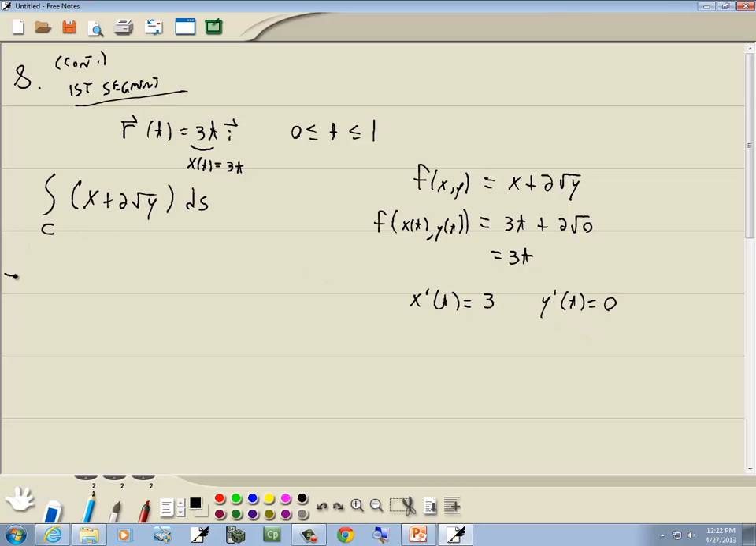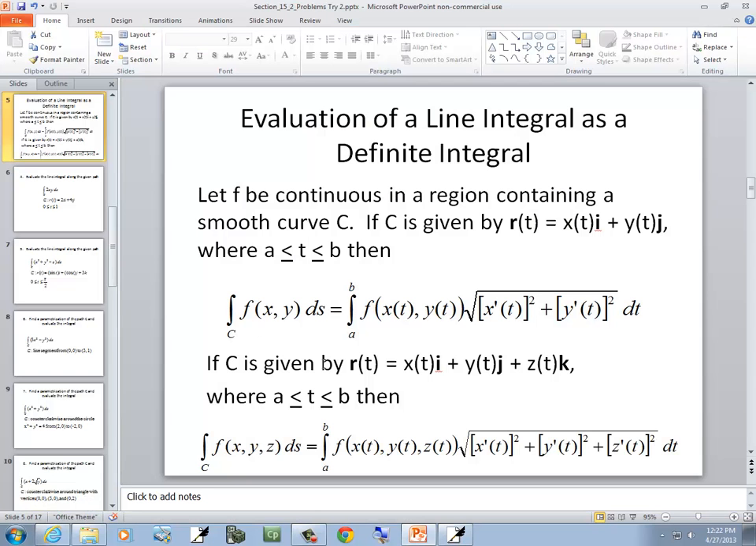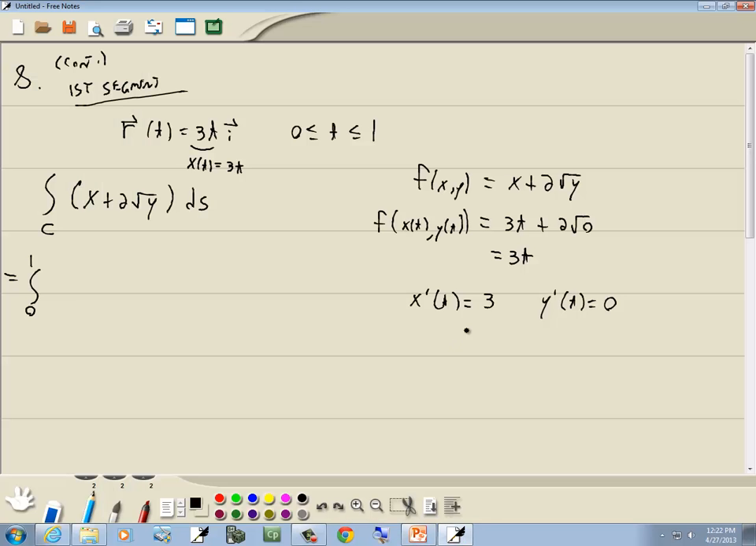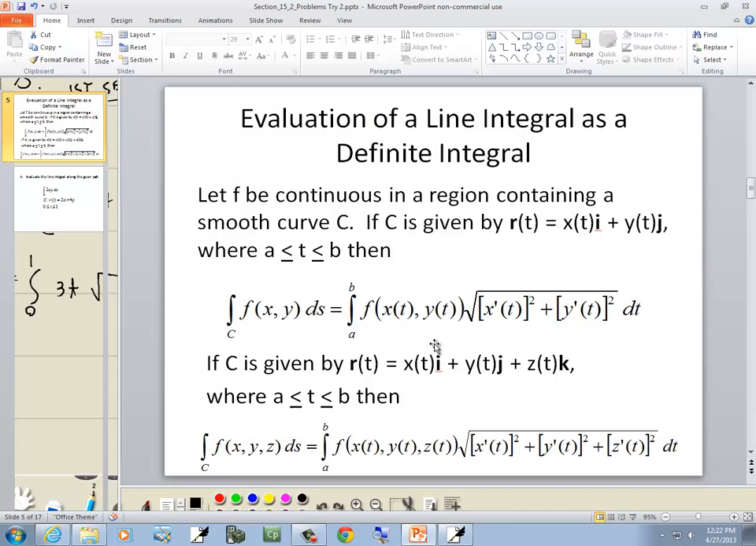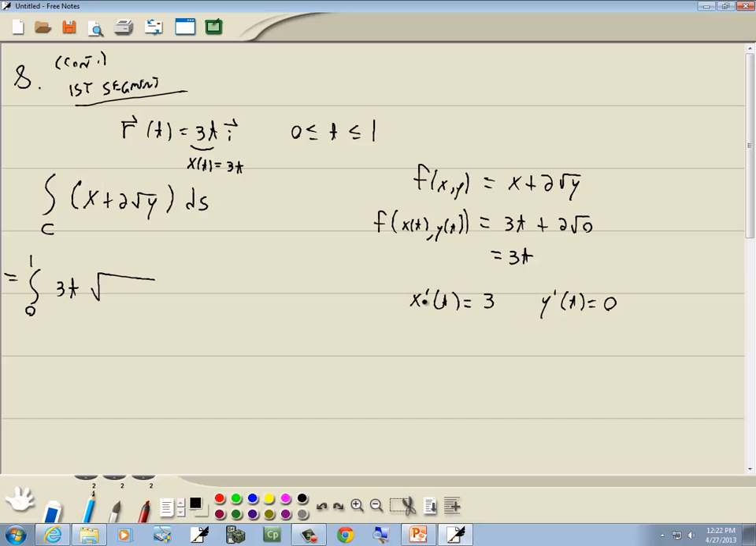So now we're ready to do our setup. This is going to go from 0 to 1. And then we'll put our function in. Function was 3t. And the square root of x prime squared. So we're going to have 3 squared plus y prime squared dt.